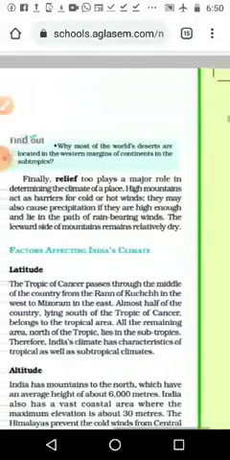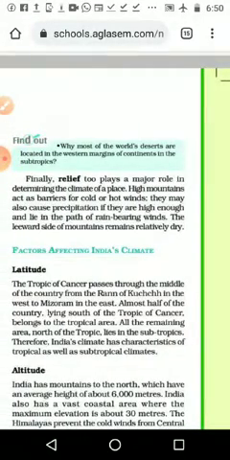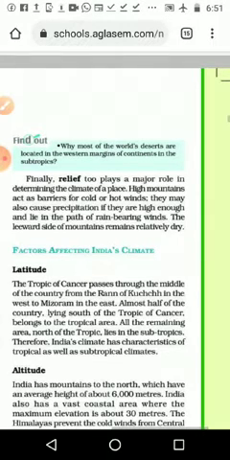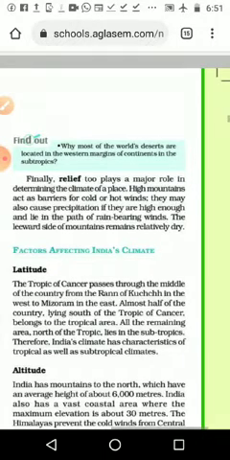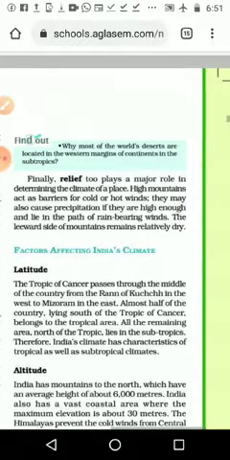Next one, finally, is relief features. They play a major role in determining the climate of a place. High mountains act as barriers for cold and hot winds. They may also cause precipitation if they are high enough and lie in the path of the rain-bearing winds, and the leeward side of the mountain remains relatively dry.